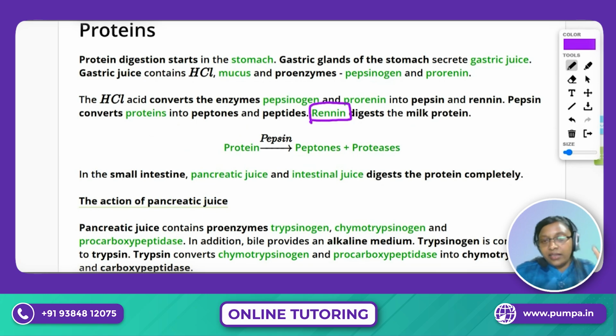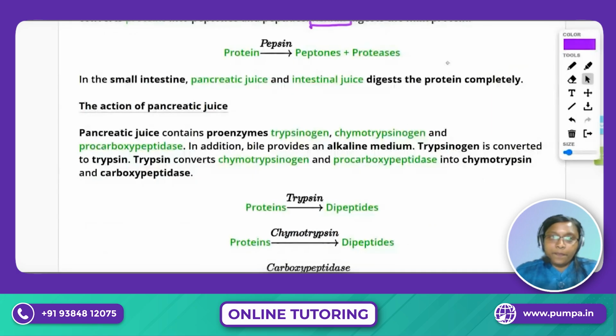Infants will be given solid food only after around 6 months. Only after 6 months do all the other enzymes, the protein digesting enzymes and carbohydrate digesting enzymes, start to be secreted. Before that there will be only the renin enzyme. Everyone clear?